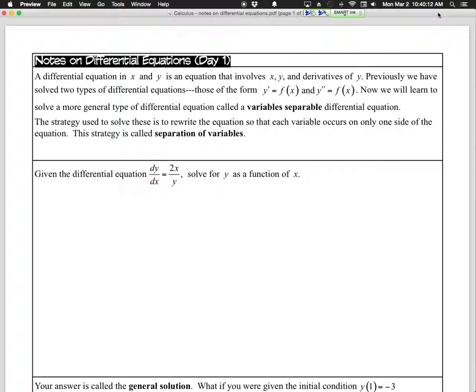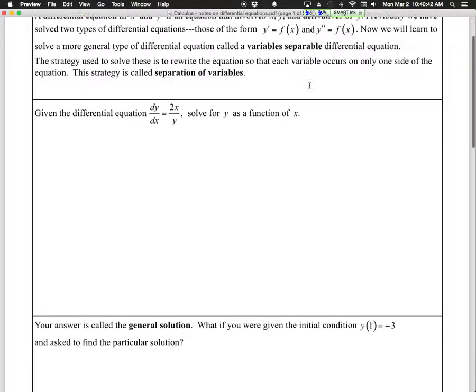Okay, and we are looking at, more specifically, a variables separable differential equation. And what do you think that means? Separate the variables. I can separate the variables. Okay, so that's what we're looking at today, and we're going to solve it by a strategy that's called separation of variables, which is pretty self-explanatory. So, that's a little background to what we're doing today.